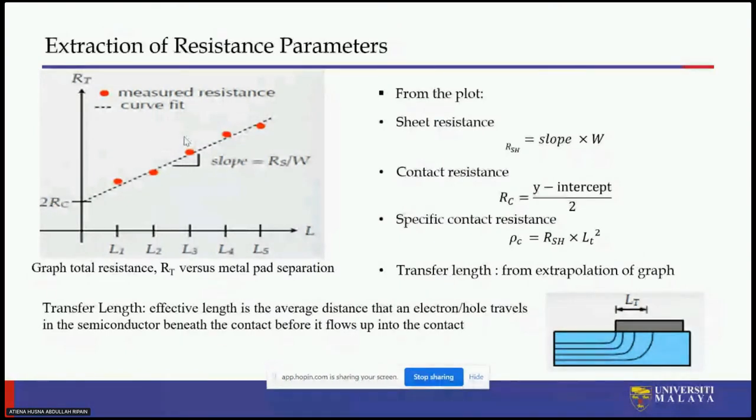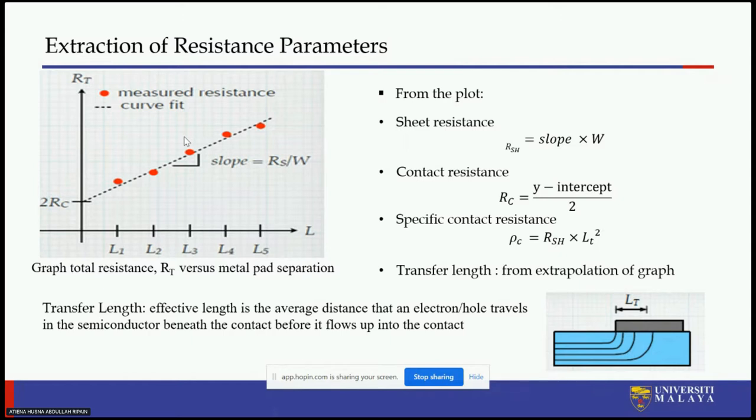We plot the total graph resistance versus the pad separation, the metal pad separations. And from the plot, we can extract the resistance, such as the sheet resistance. It is basically the multiplications of slope and the width of the metal pad. And the second one is contact resistance. It is basically the y-intercept of the total resistance plot. The next one is the specific contact resistance. It is the multiplications of transfer length and sheet resistance.